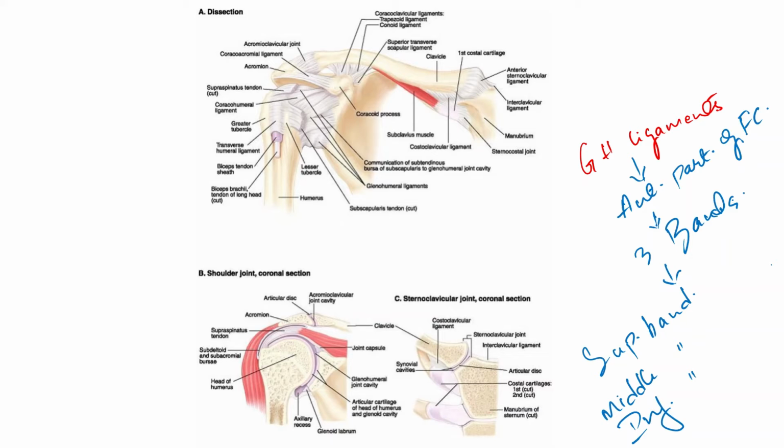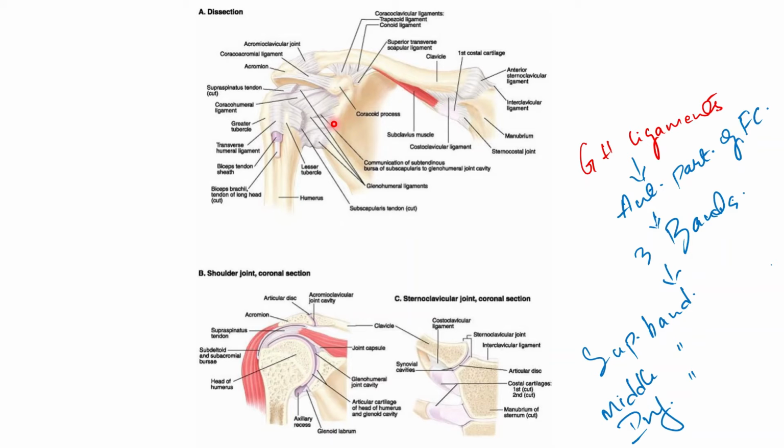The superior band of the glenohumeral ligament is seen here. This is the superior glenohumeral band, this is the middle fibrous band, and this is the inferior fibrous band. All these three together represent the glenohumeral ligament.